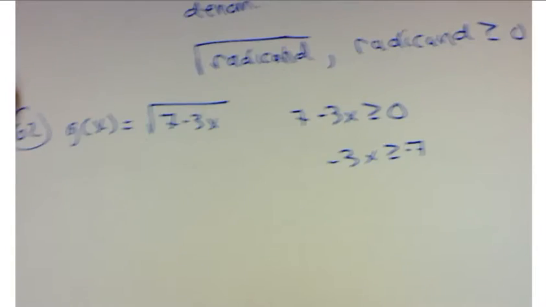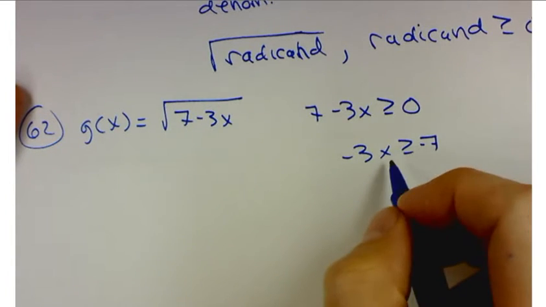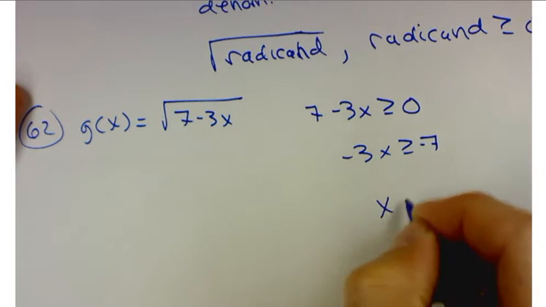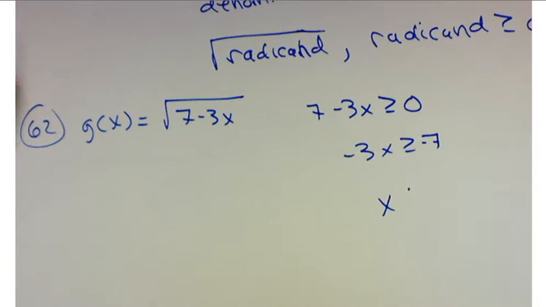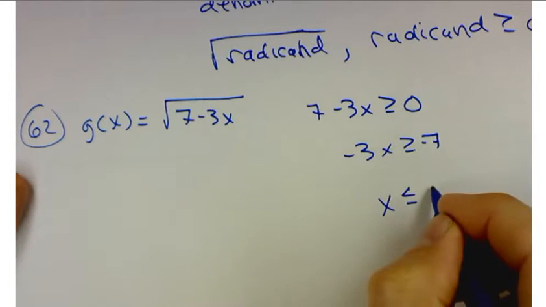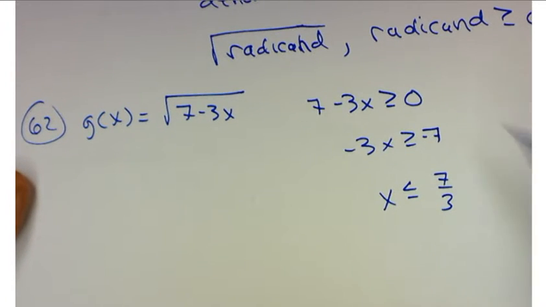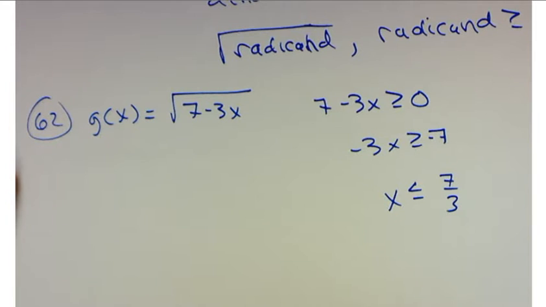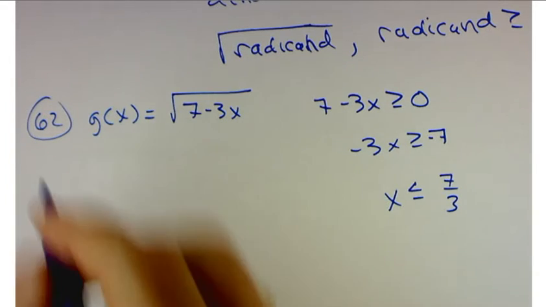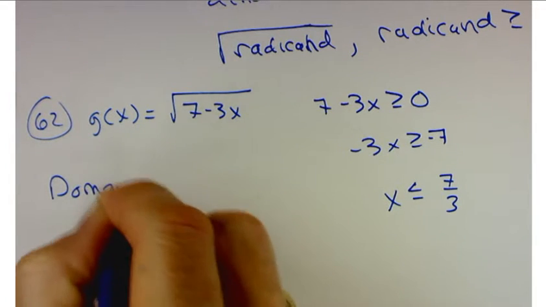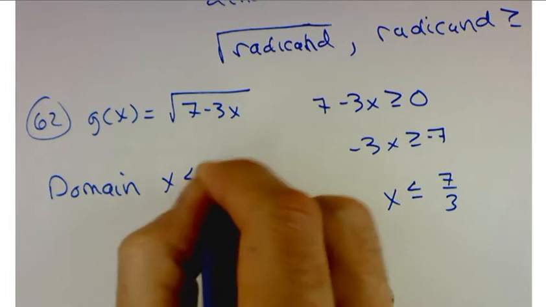And conveniently, we get one last reminder on this today. When you divide both sides of an inequality by a negative, what happens? Flip the signs. Good. So x is less than or equal to 7/3, because the two negatives are going to cancel each other out here. Great. So that's our domain. X is less than or equal to 7/3.